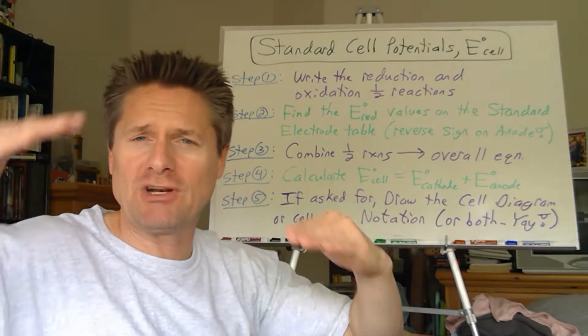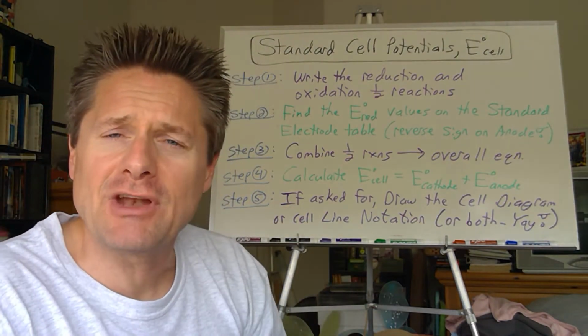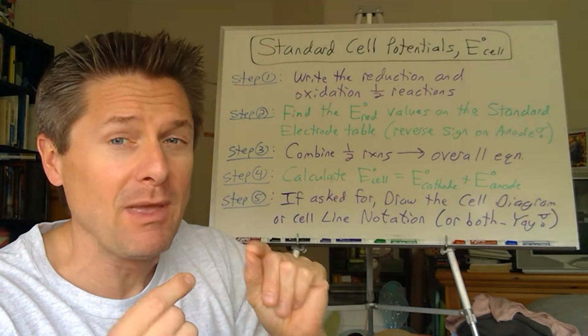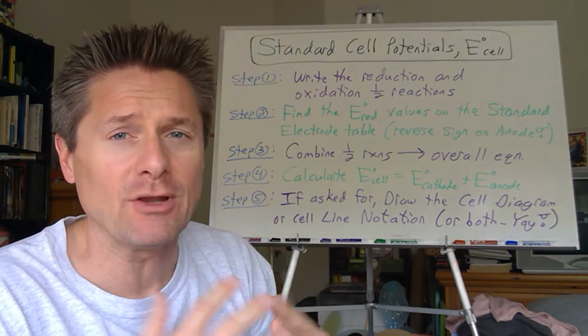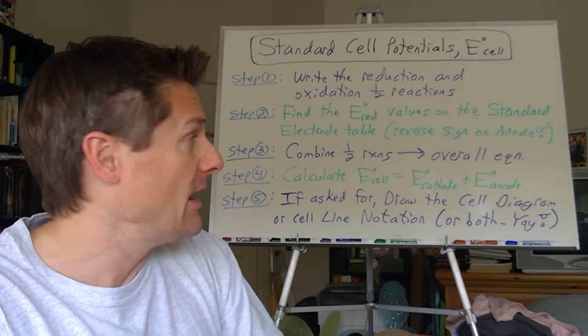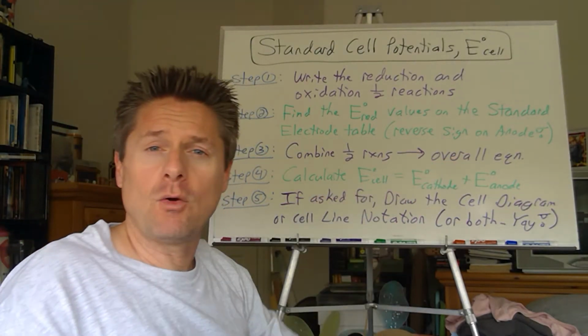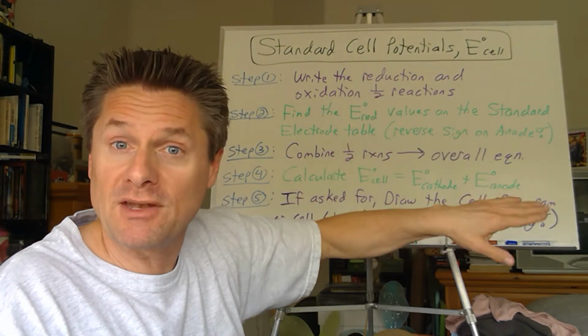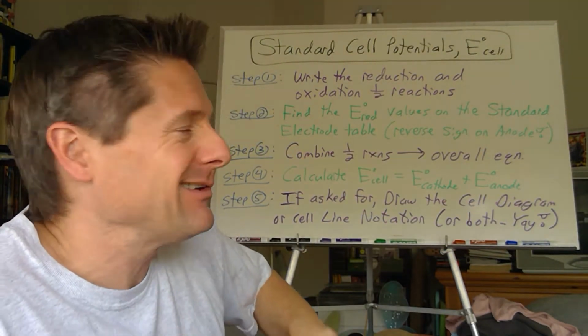Step 3, I want you to combine the reduction and oxidation half reactions. Make sure you balance the electrons out. If the electrons aren't the same, you have to multiply the equations to get the lowest common multiple, like we did in one of the review videos of redox reactions. Give me the overall equation. Now, sometimes I'll give that to you and you have to figure out the other one. Sometimes I don't. So Merry Christmas if I give it to you.